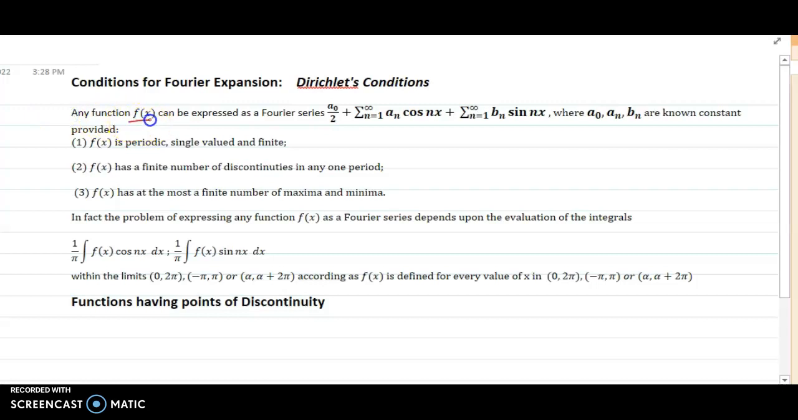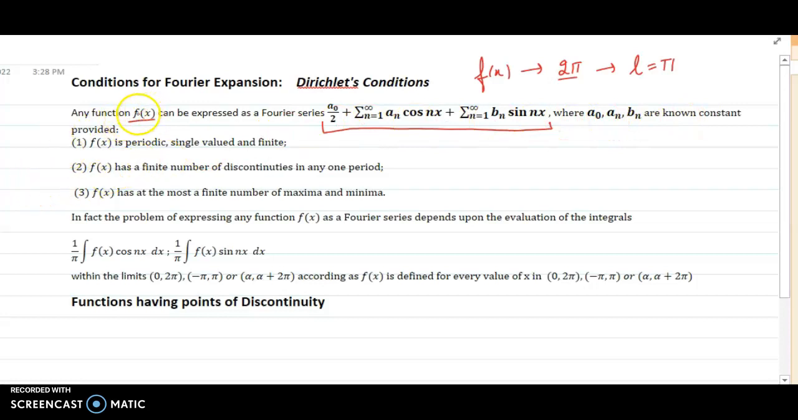Any function f of x can be expressed as a Fourier series. Already we have written the Fourier series, for f of x defined in some interval of length 2 pi. In this case I have taken the value of L as pi. Fourier series: a naught by 2 plus summation n varies from 1 to infinity a n cos of nx plus summation n 1 to infinity bn sin of nx, where a naught, a n and bn are known constants.